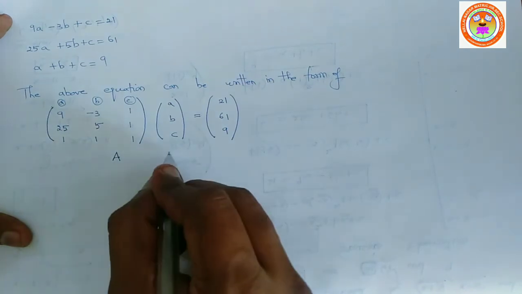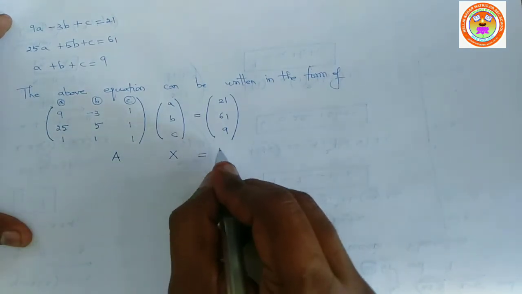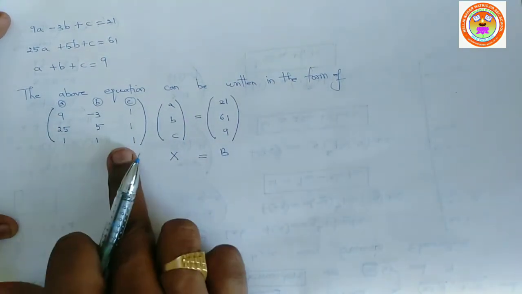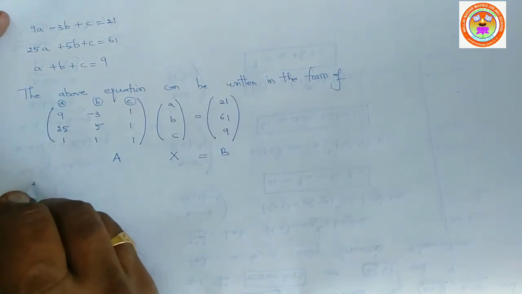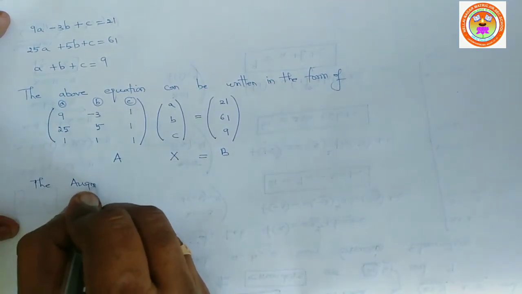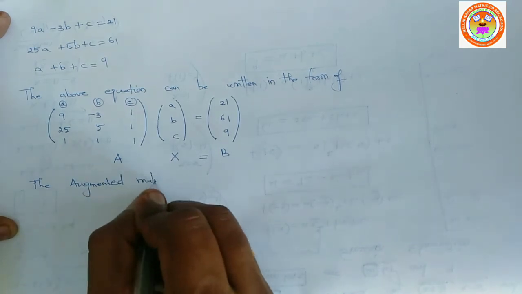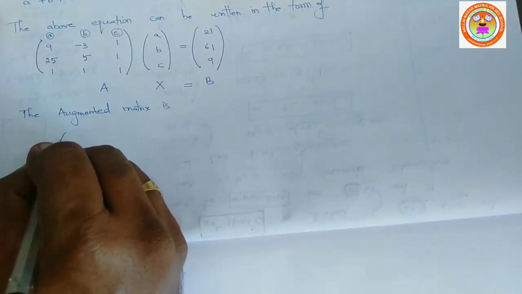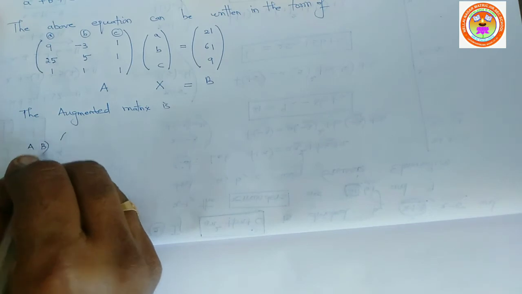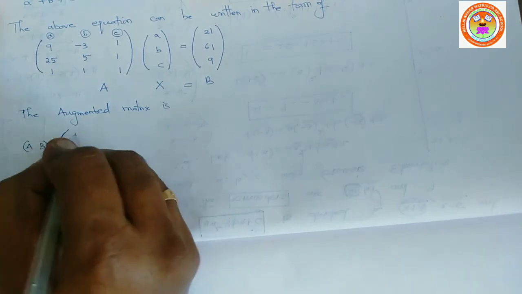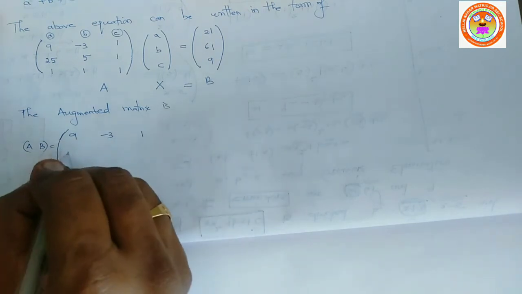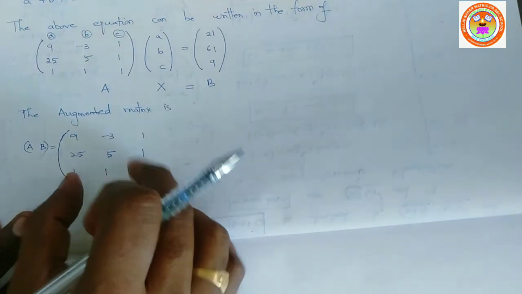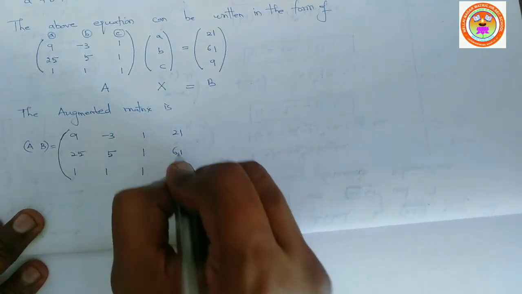This is the A matrix, this is the B matrix. The combination of A matrix and B matrix is nothing but the augmented matrix. So combining A matrix and B matrix, we get the A matrix rows 9, minus 3, 1; 25, 5, 1; 1, 1, 1, and the B matrix 21, 61 and 9.